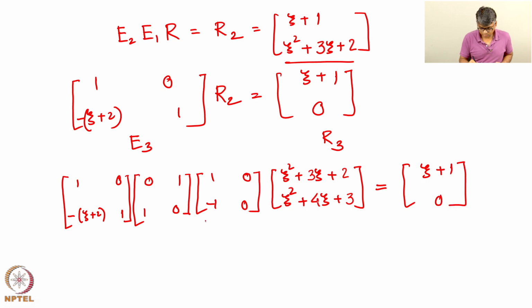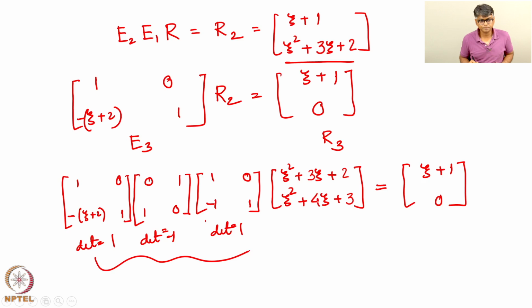Now, what is this? Oh, sorry, I made a mistake here, a terrible mistake here. This is 1. If this is 1, what is the determinant? Determinant is 1. This is a permutation matrix. What is this determinant? Determinant is equal to minus 1. What is this determinant? Determinant is equal to 1. So, what is the determinant of this product? Determinant of product is product of determinants, right. So, therefore, this determinant is also equal to minus 1.